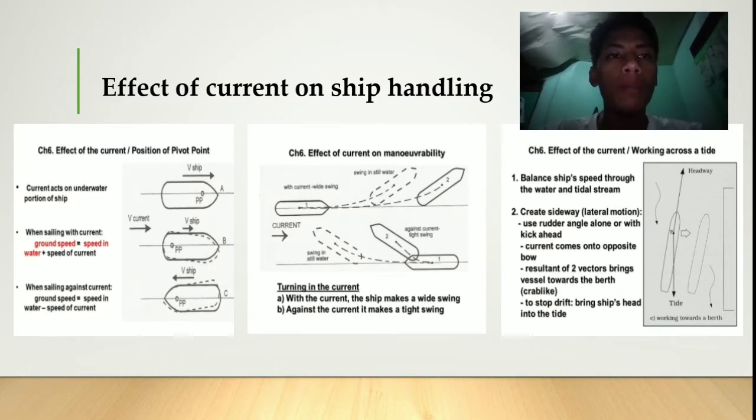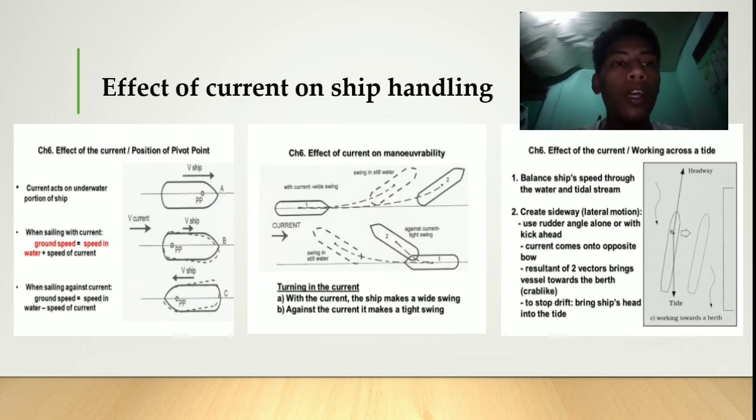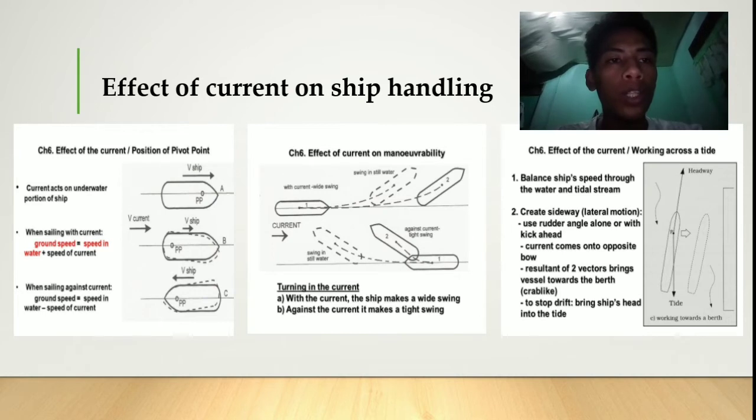Effect of current on ship handling. So, effect of the current on position of pivot point. Current acts on underwater portion of ship. Next, when sailing with current, ground speed equals speed in water plus speed of current. Next, when sailing against current, ground speed equals speed in water minus speed of current. So in the picture, that was the example of the position of pivot point or effect of the current.